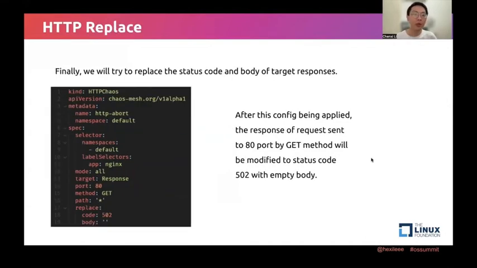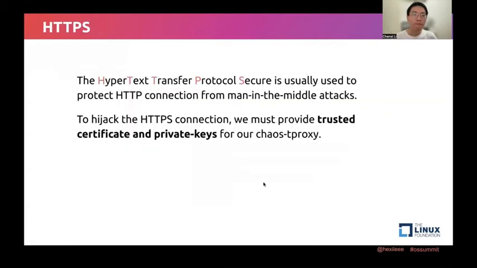And finally, we will try to replace the status code and body of target responses. You can see the configuration. The response of requests sent to the AT port by the get method will be modified to status code 502 and replaced with an empty body. And now we know how to use HTTP chaos. Next, we will talk about some other important features.